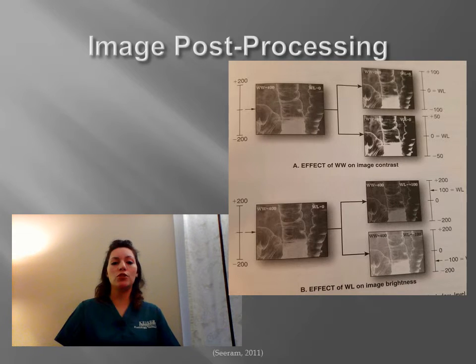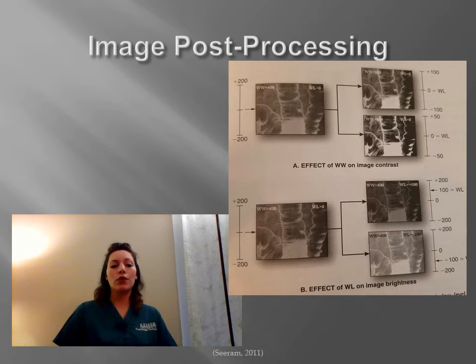Post-processing for digital imaging is a technique better known as windowing. It's intended to adjust contrast and brightness of an image. Window width adjusts image contrast, and window level adjusts image density.